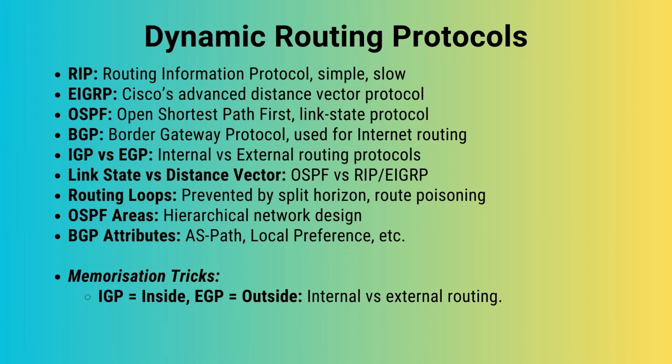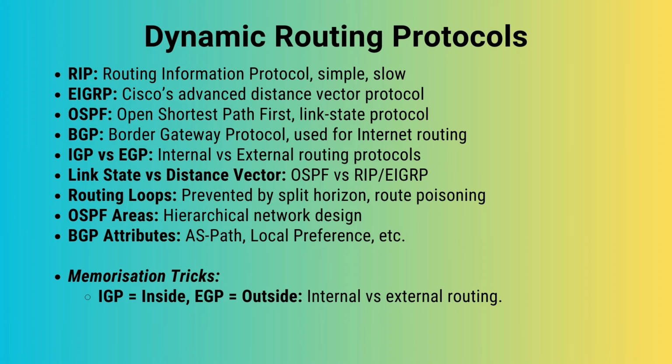OSPF, a link state protocol, is excellent for large networks and uses a hierarchical design with areas, basing its metric on interface cost. BGP is used for internet routing, making decisions based on complex path attributes and policies. We distinguish between interior gateway protocols like RIP, EIGRP, and OSPF, used within an organization, and exterior gateway protocols like BGP, used between organizations. Link state protocols like OSPF have knowledge of the entire network topology, while distance vector protocols like RIP only know the next hop.